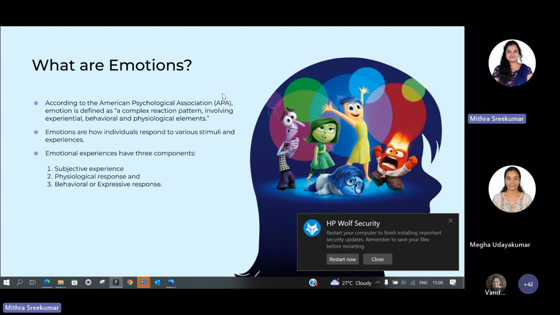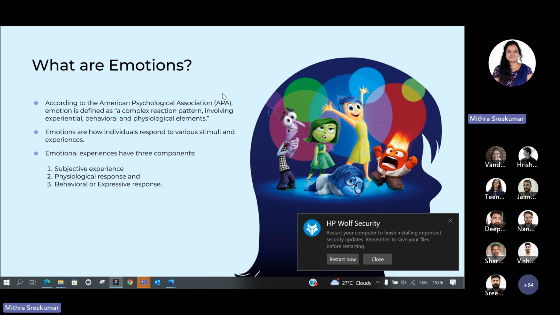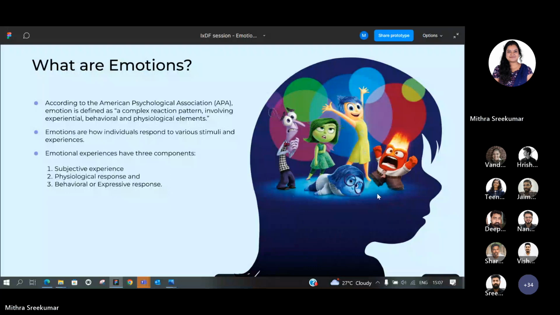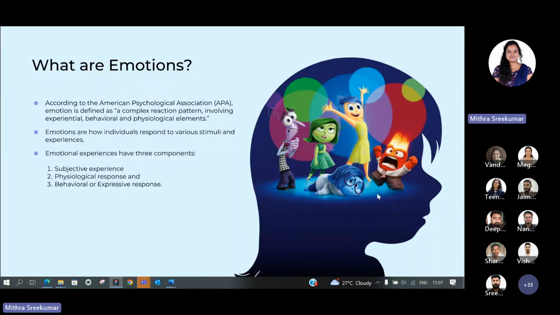Subjective experience, as the name suggests, is when a person is subjected to certain things, and it depends on different people for different things. It is actually subjective. When a stimulus is given to a person, it is about how that person responds to that situation.